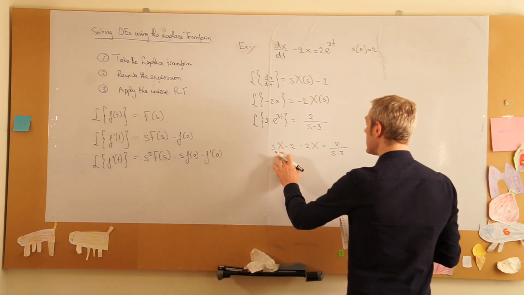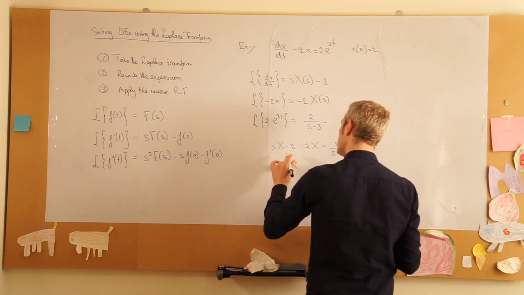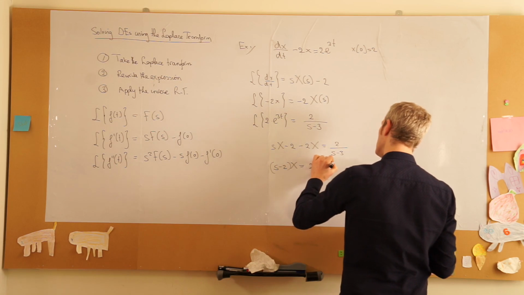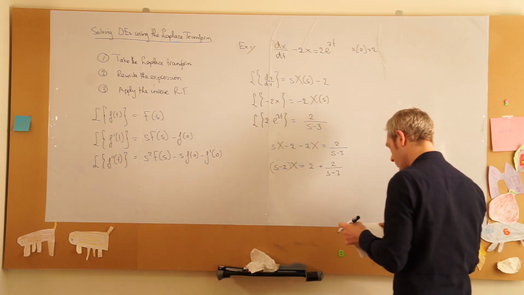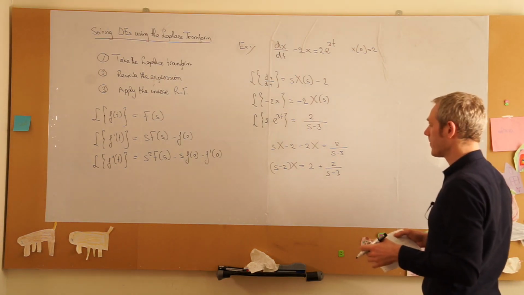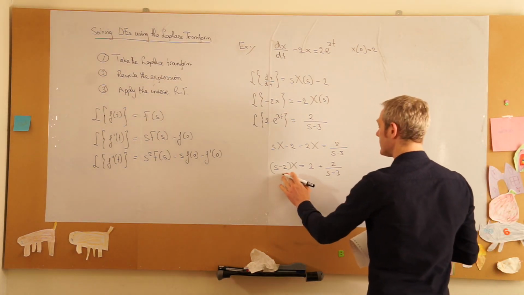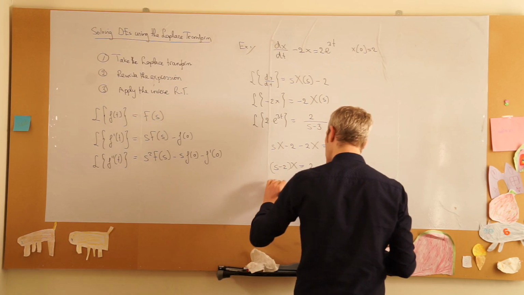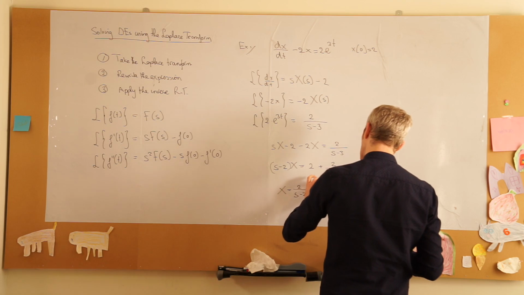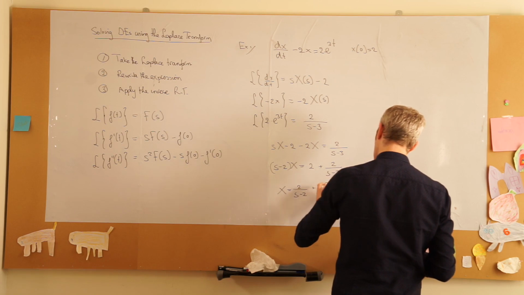So we have s times X minus 2 times X. That is s minus 2 times X. This minus 2 I'll take over to the other side. It's equal to 2 plus 2 over s minus 3. This is just arithmetic. So now we can divide by this s minus 2. So we have X equals 2 over s minus 2 plus 2 over s minus 2 times s minus 3.